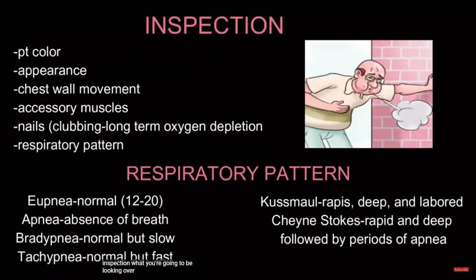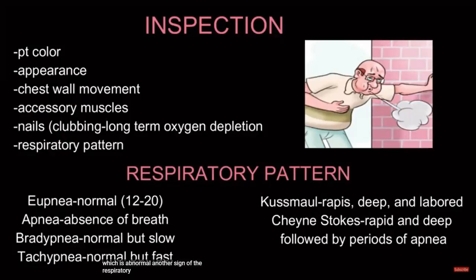What you're going to be looking at is the patient's color. Are they pale? Are they yellow? You're also going to be looking at their appearance. Are they sweating? Are they trying to catch their breath? You're going to be looking at the chest wall movement. Is it rising and falling like it should? Is it equal, symmetrical? You're also going to be looking at whether they're using their accessory muscles, which is abnormal.